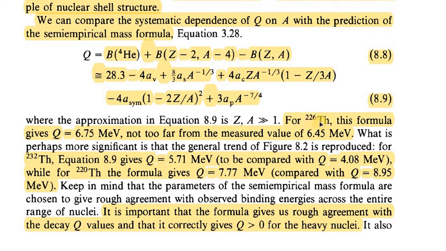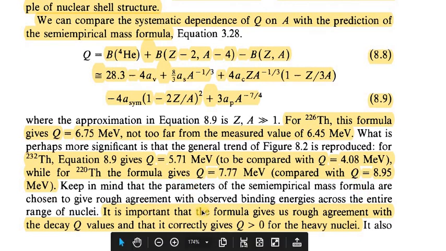For 226 thorium, this formula gives Q equal to 6.275 MeV, not too far from the measured value of 6.45 MeV. For 232 thorium, this equation gives Q equal to 5.71 MeV compared with the measured 4.08 MeV, while for 220 thorium the formula gives Q equal to 7.77 MeV compared with 8.95 MeV. It is important that the formula gives us rough agreement with the decay Q value and that it correctly gives Q greater than 0 for heavy nuclei.